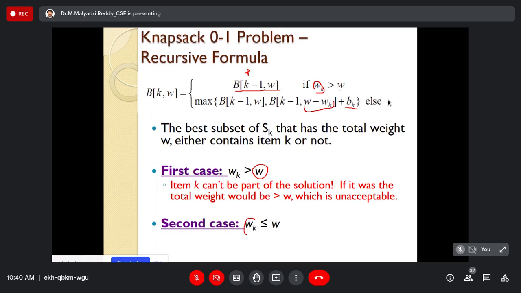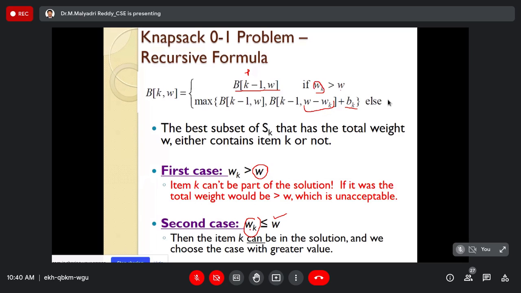The including object weight must be less than or equal to the available weight. If the object weight is less than or equal to the available weight, it can be included into the corresponding bag. Only at that time can you include that object into the bag. So that is a feasible solution that satisfies the constraints.